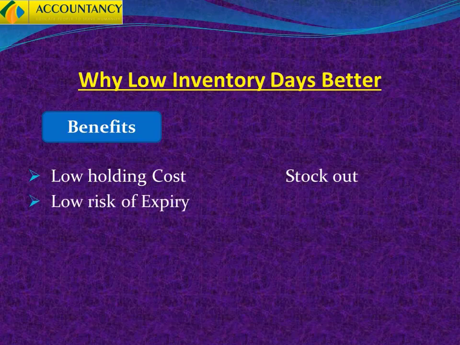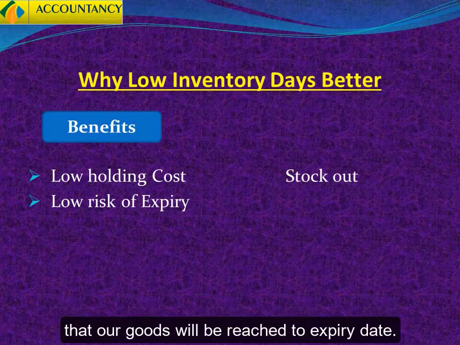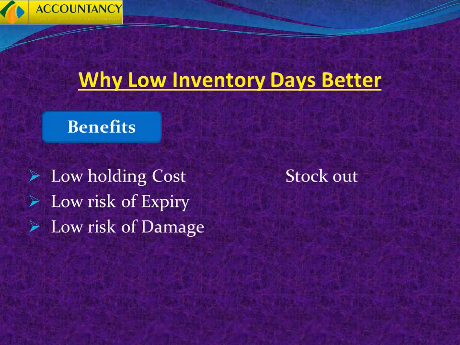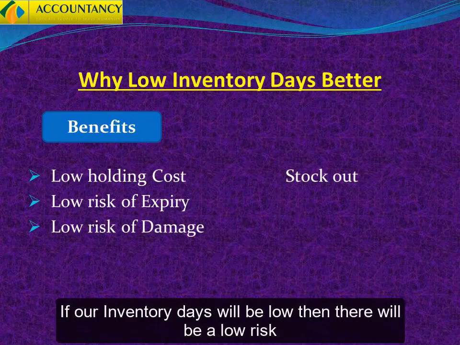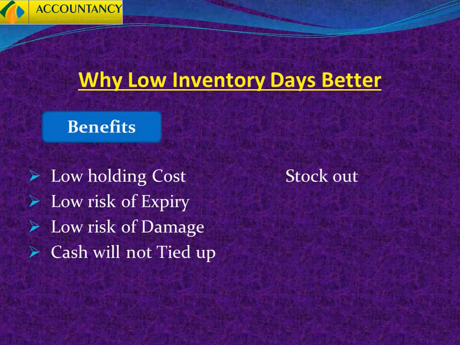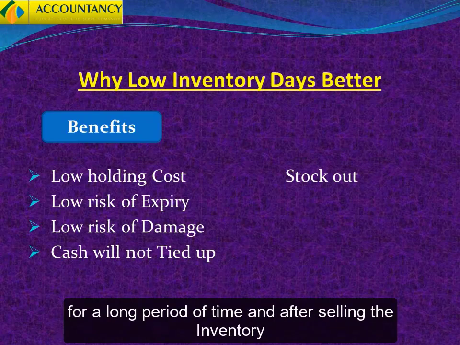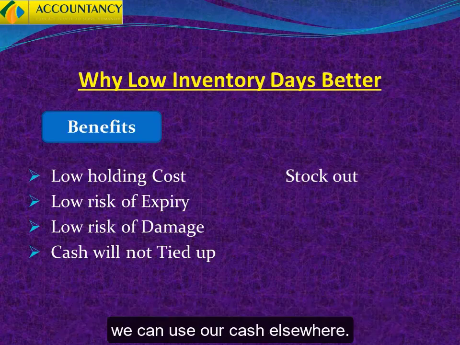Low risk of expiry. If our inventory days are low, then there will be a low risk that our goods will reach the expiry date. Low risk of damage. If our inventory days are low, then there will be a low risk that our goods will get damaged and lose their value and usefulness. Cash will not be tied up. If our inventory days are low, then our cash will not be tied up for a long period of time, and after selling the inventory we can use our cash elsewhere.